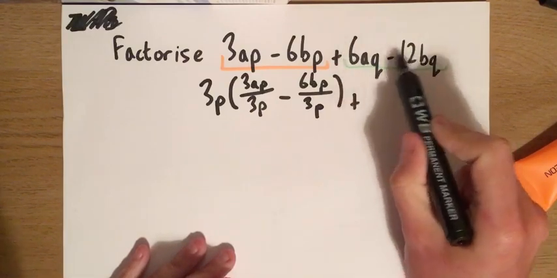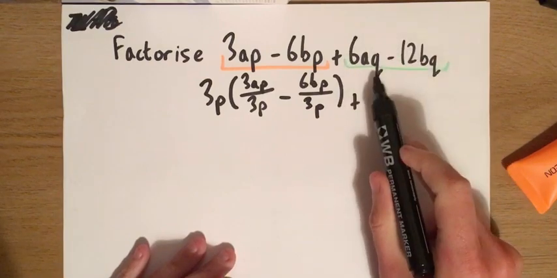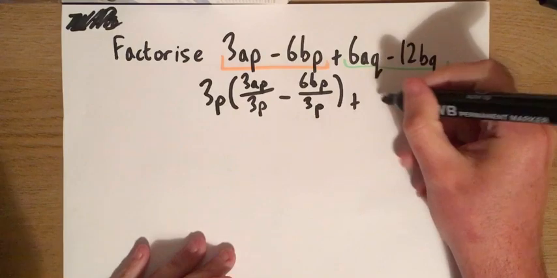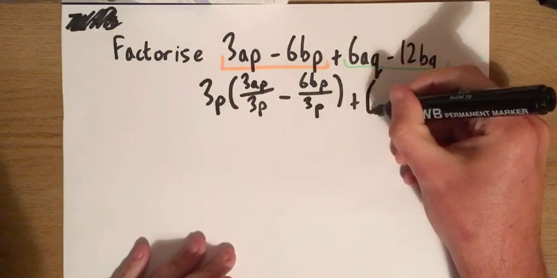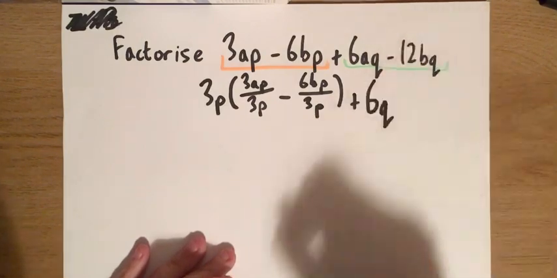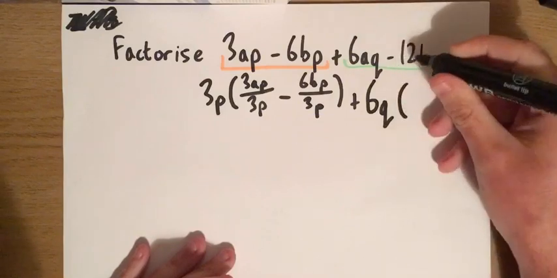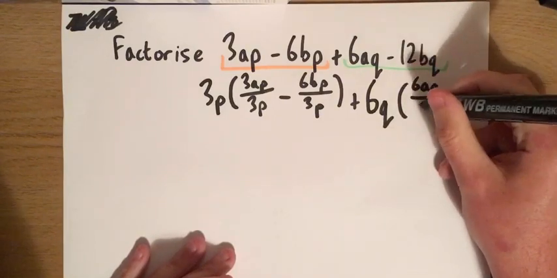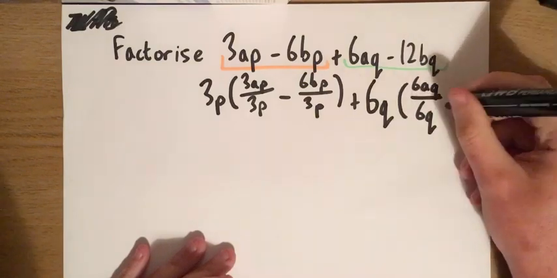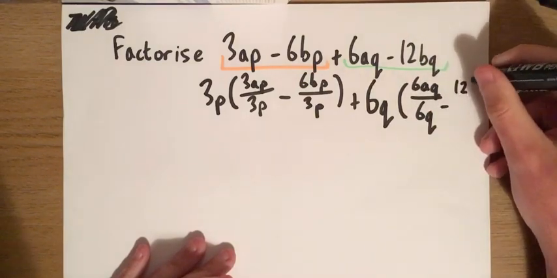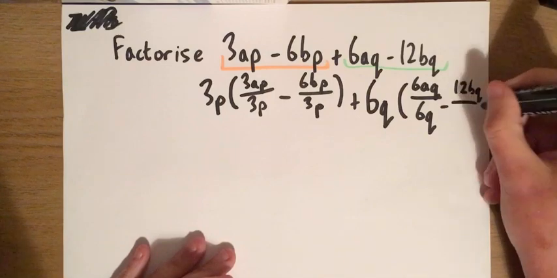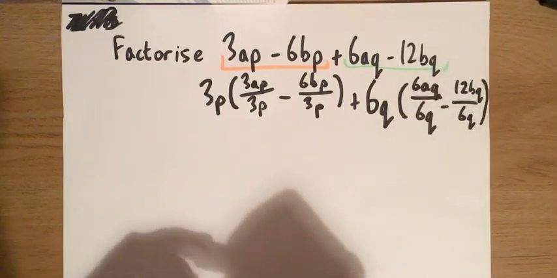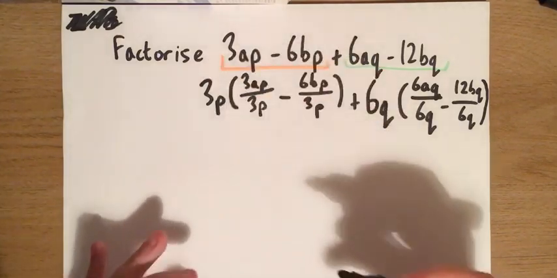So 6 will divide into both of those, and Q is common to both of those. So 6Q is what I'm going to factorize out of the second 2. So 6AQ divided by 6Q minus 12BQ divided by 6Q. All right, let's do our division then.